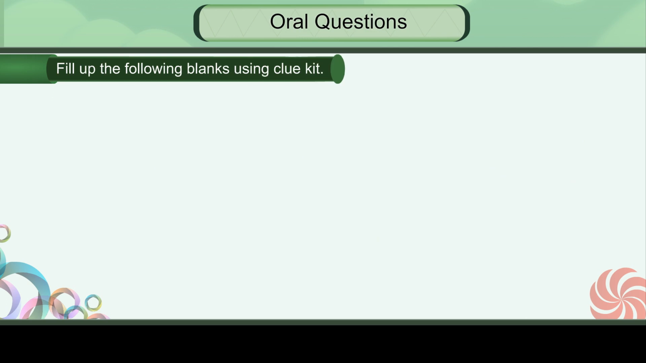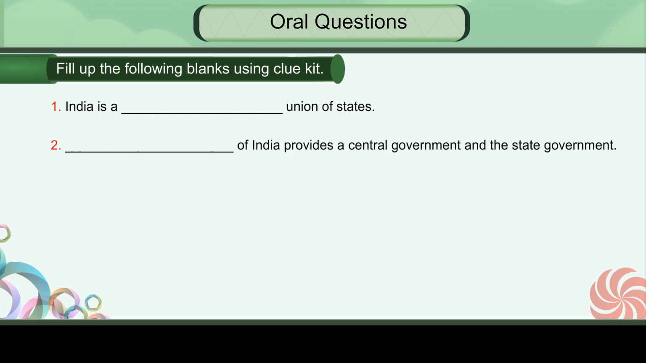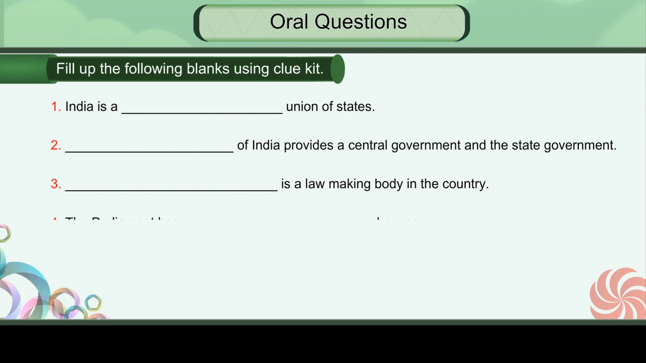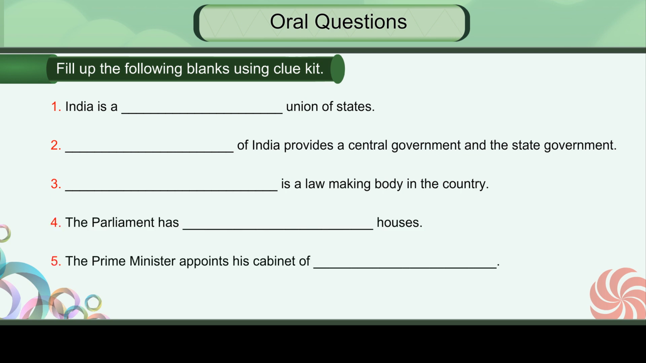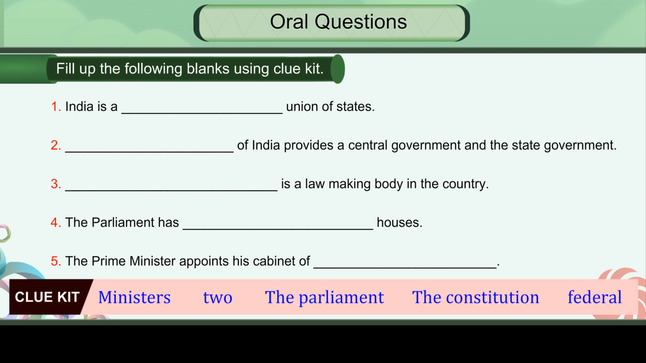Oral questions for FA. Fill up the following blanks using the clue kit. India is a Union of States. The Constitution of India provides a central government and the state government. The Parliament is a law-making body in the country. The Parliament has two houses. The Prime Minister appoints his cabinet of ministers. Clue kit: Ministers, Parliament, Constitution, Federal.